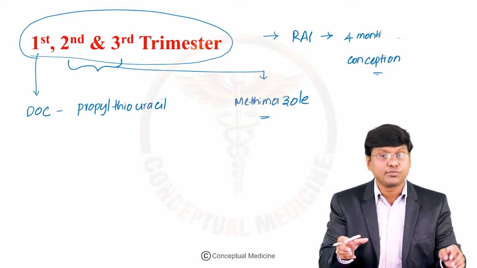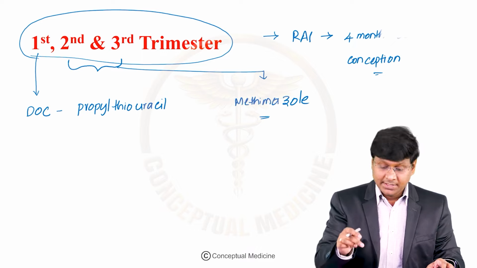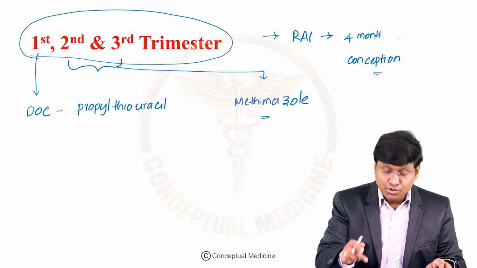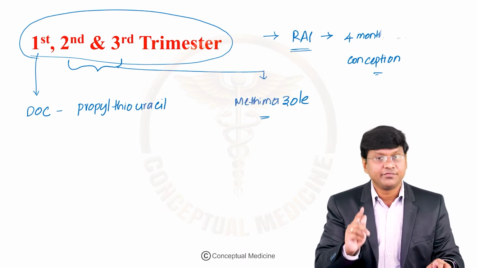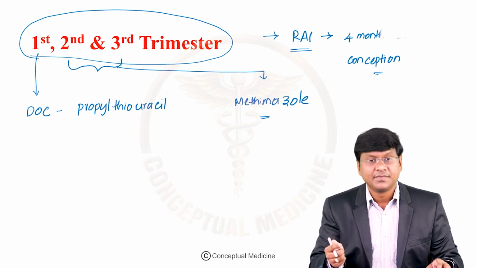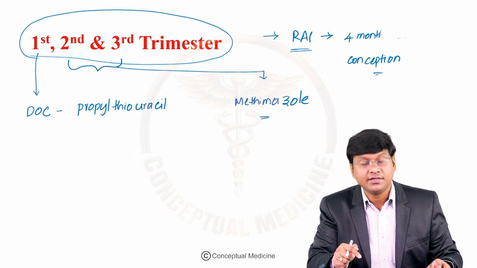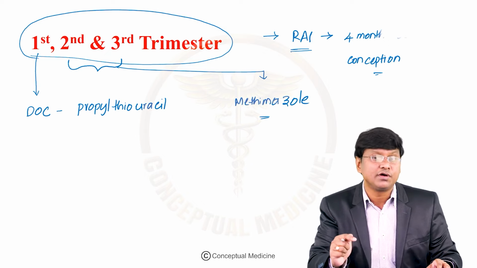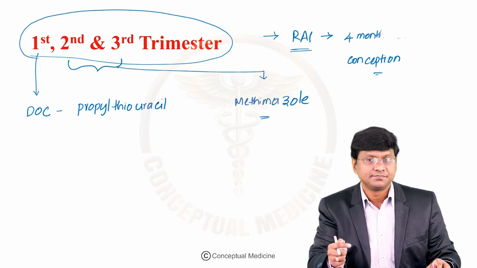Right, so within a period of 4 months of conception, an individual should not take this radioactive iodine. Very, very important point. Why? Because this radioactive iodine is associated with increased risk of congenital anomalies.